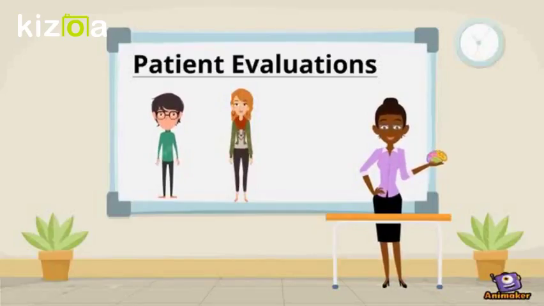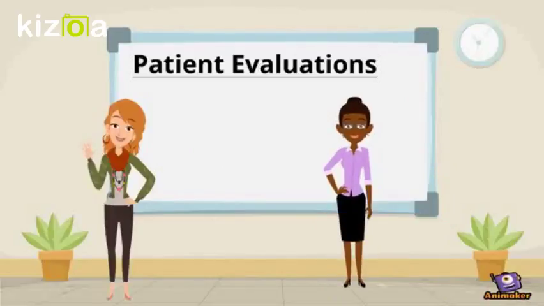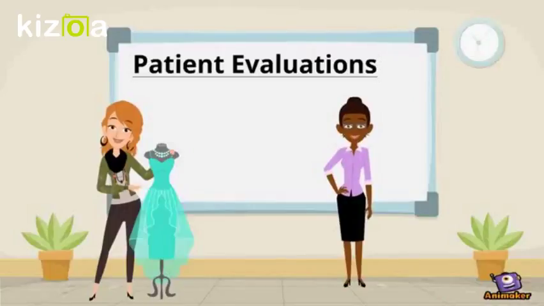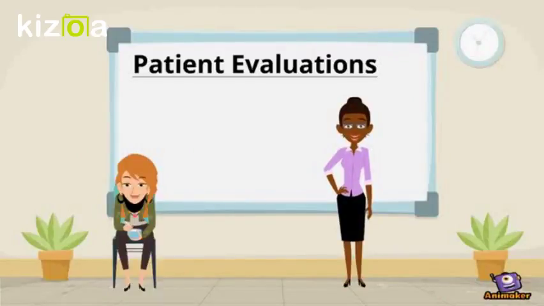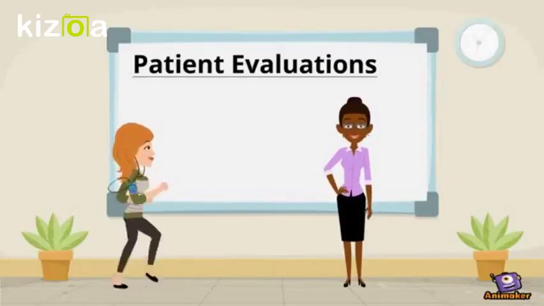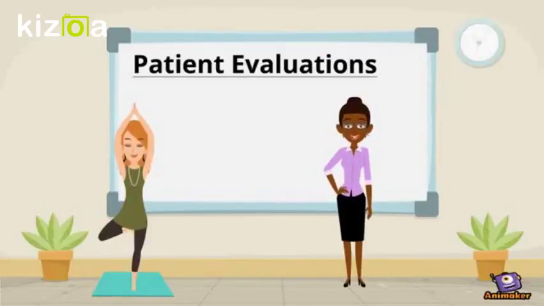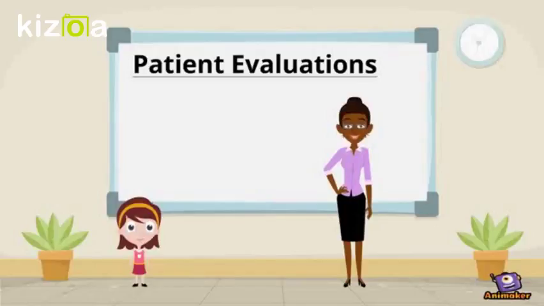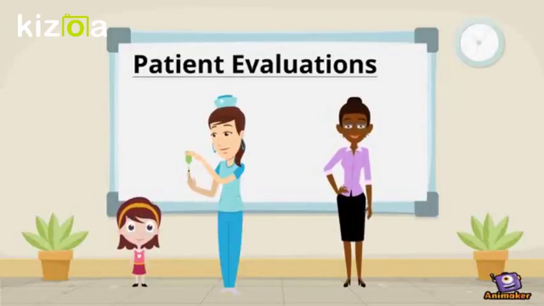Let's move on to some patient evaluations. This is Tori. She is 25 years old. She's a fashion designer. Tori has always been a very healthy person. She eats the right foods, and she exercises daily. When Tori was 5, she was diagnosed with diabetes and started to take insulin injections.